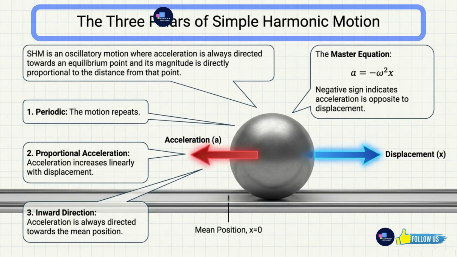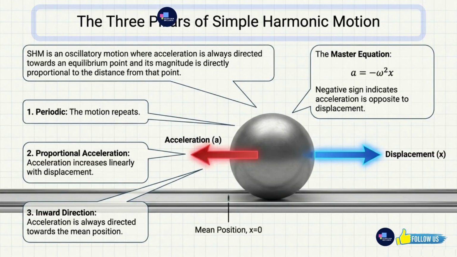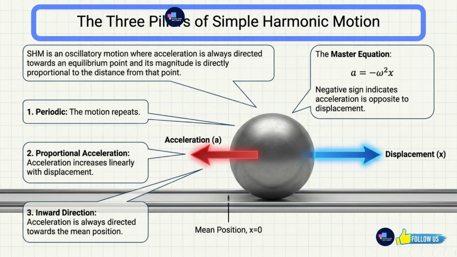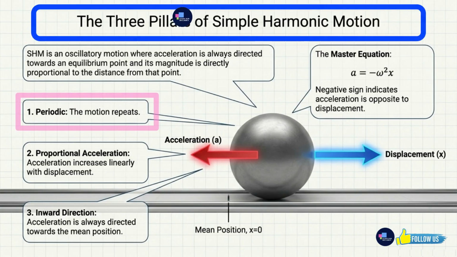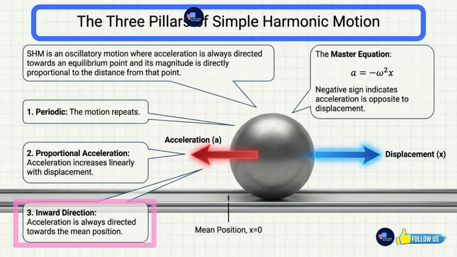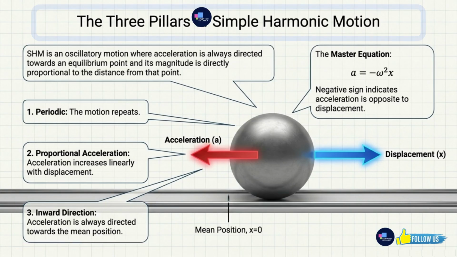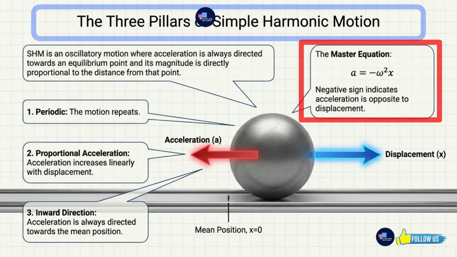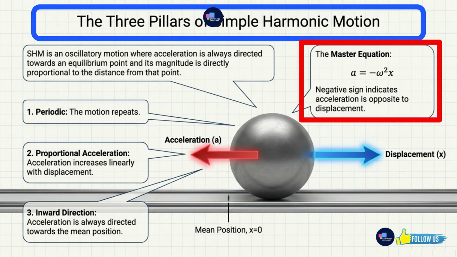Now within that umbrella of oscillatory motion, we have a very special, almost perfect type called Simple Harmonic Motion, or SHM. For movement to actually be classified as SHM, it has to rest on three main pillars. First, it must be periodic. Second, the acceleration must be directly proportional to the displacement. And third, that acceleration must always be directed inward, right back towards the mean position. This actually gives us our master equation for the entire chapter, a equals minus omega squared x. Guys, that negative sign is absolutely crucial. It's there to tell us that acceleration is always pulling in the opposite direction to the displacement.